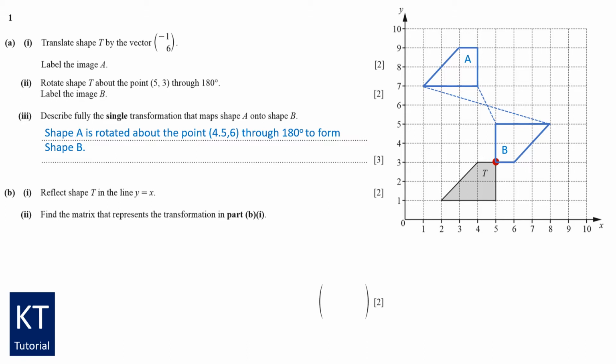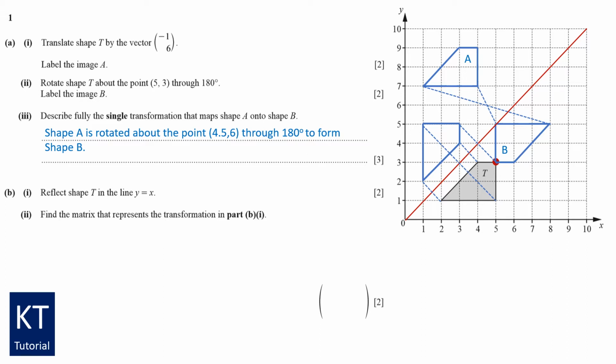Next, reflect shape T in the line y equals x. Start by drawing the line y equals x. This is the red line on the grid. Then you project an equidistant perpendicular line to formalize the reflected shape T.